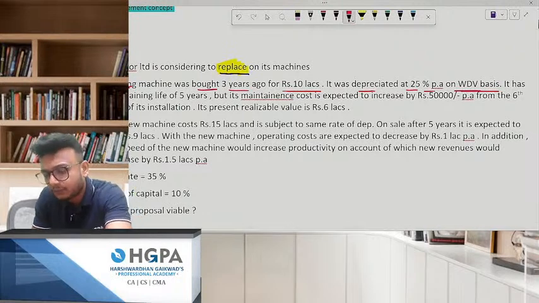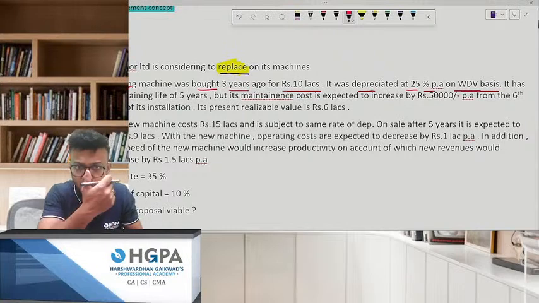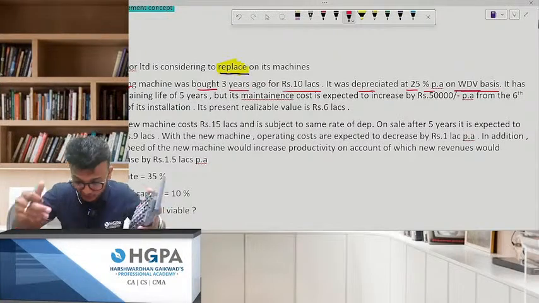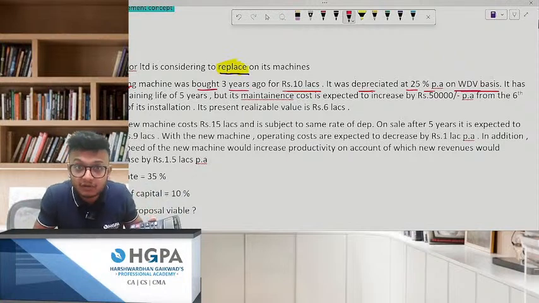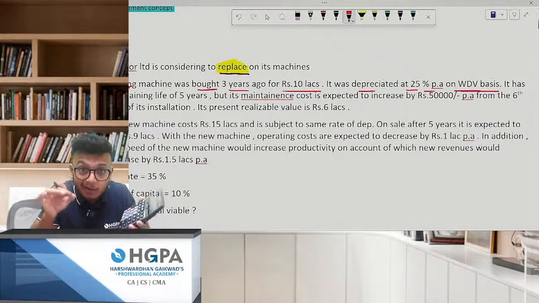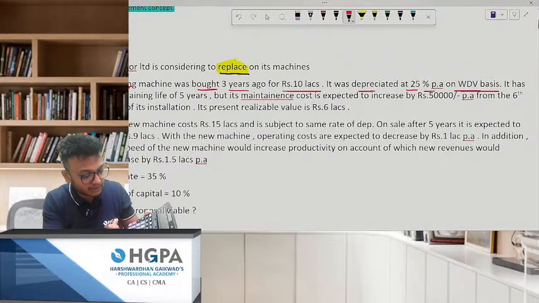Can you please do one thing for me? You might have got it. If you purchased the machine 3 years ago for rupees how much? 10 lakhs, and today you're standing at the end of the third year and you have depreciated the machine at 25% on WDV basis, can you please tell me what is the WDV standing as of now in your books of account? 10 lakh minus 25% minus 25% minus 25%.